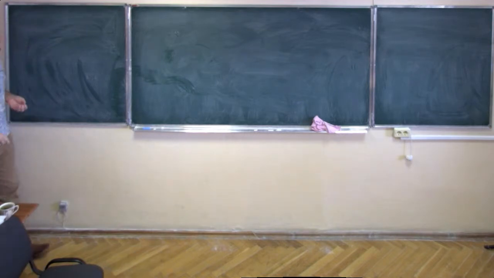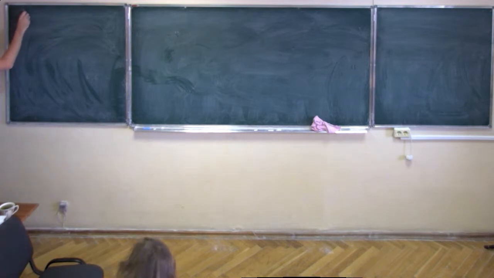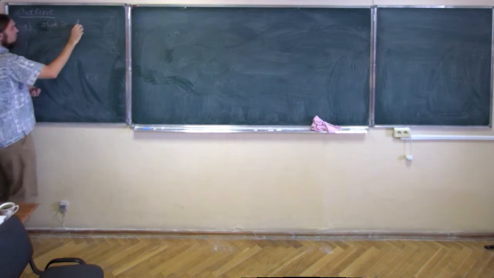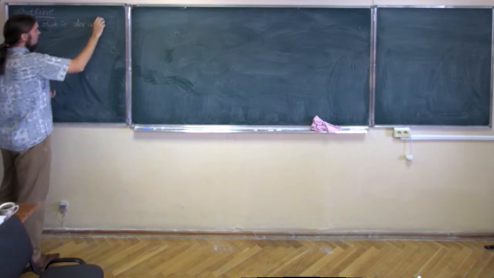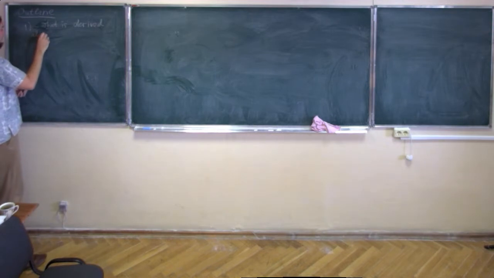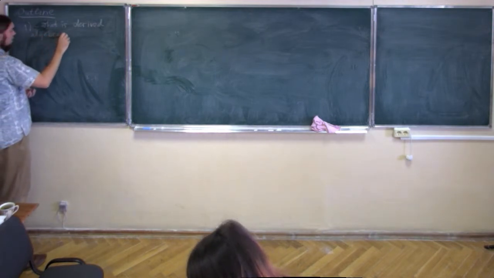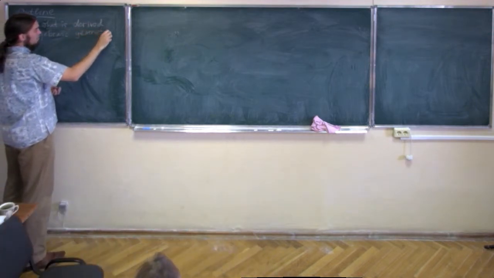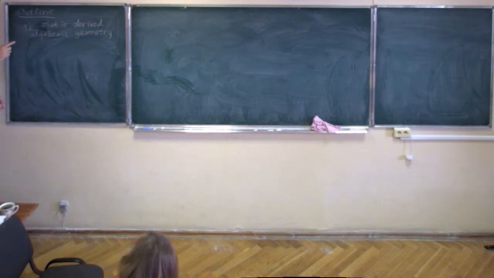So let me give an outline of what we'd like to do. First, I want to say something about what derived algebraic geometry is. And this will be a very non-technical introduction. Most of the questions we're going to ask are local, so we're going to focus on what such a thing looks like locally.